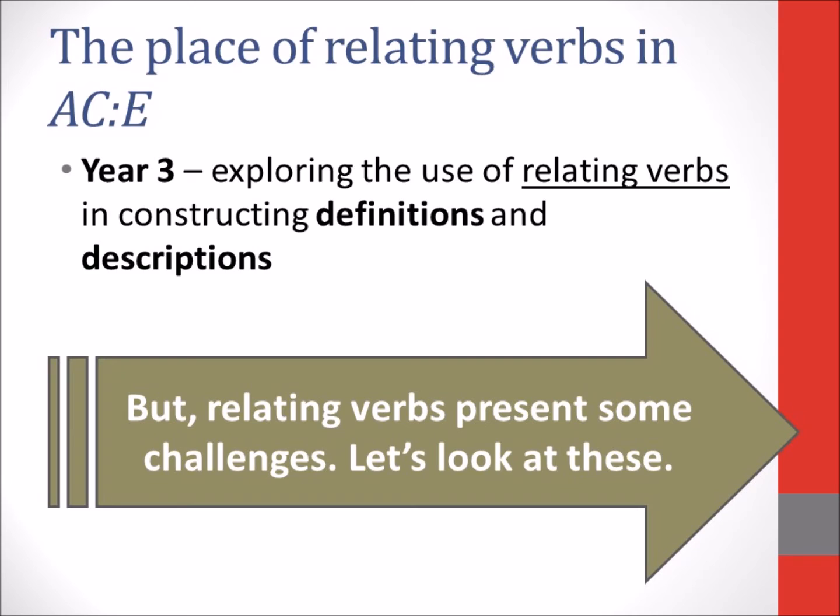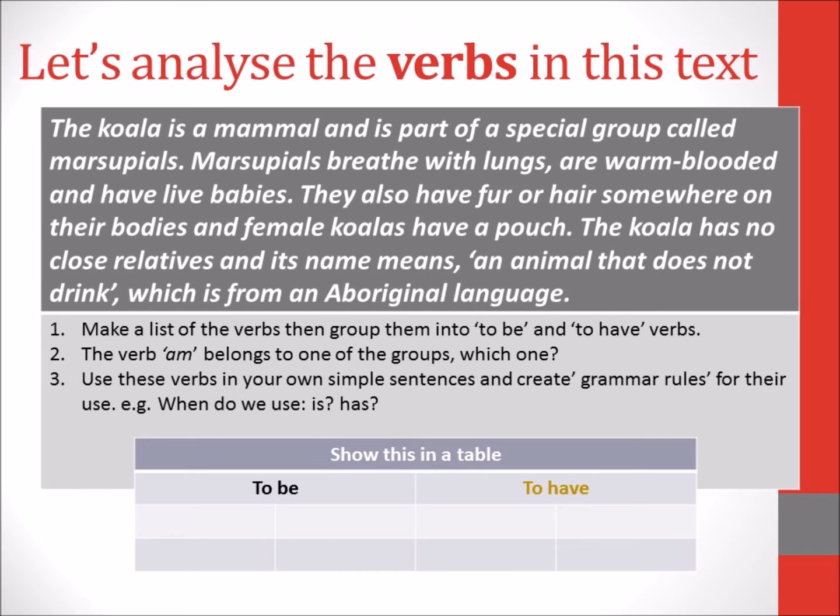Okay, let's have a look at some longer texts with some relating verbs and have a look at what types of verbs there are. Okay, here's a short text, and what I'm going to get you to do is to follow the 3 dot points at the end there. So we're going to read the text, and you're going to make a list of the verbs and then group them into whether they're being or having verbs. Remember, being or having verbs are both found inside that relating type of process or verb.